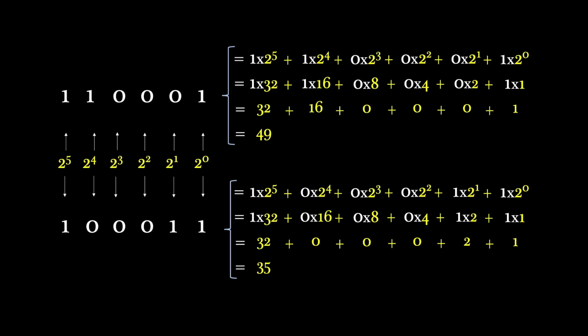If we add the two binary numbers, we should derive another binary number, and the decimal equivalent of that binary number should be 49 plus 35 equals 84. Similarly, subtracting the second binary number from the first one should yield another binary number, and the decimal equivalent should be 49 less 35, which is equal to 14. Let's see how that happens.